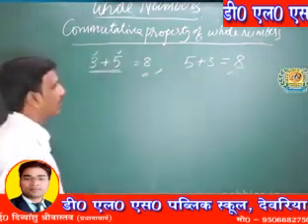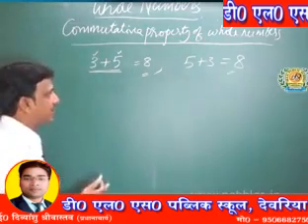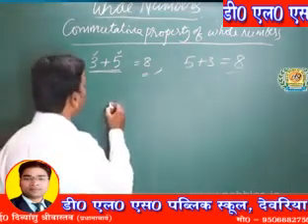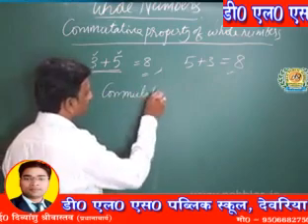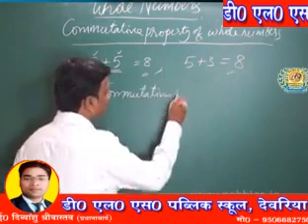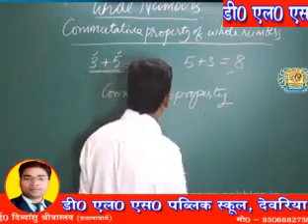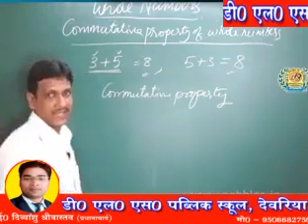So the sum of the whole numbers, even though the order of the pair is changed, the value will be the same. This property is known as commutative property. So the whole numbers are commutative in case of addition.